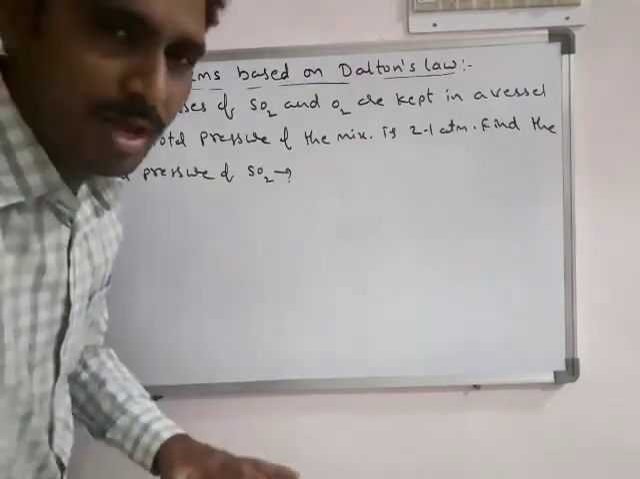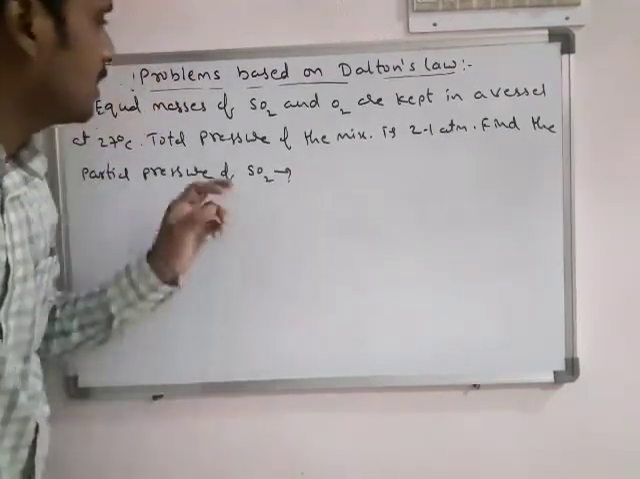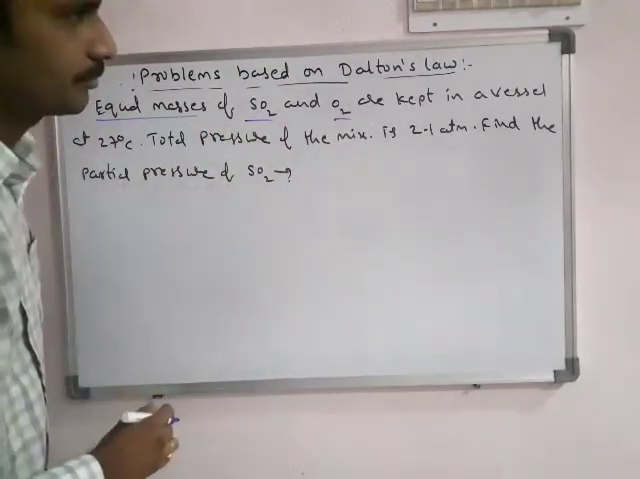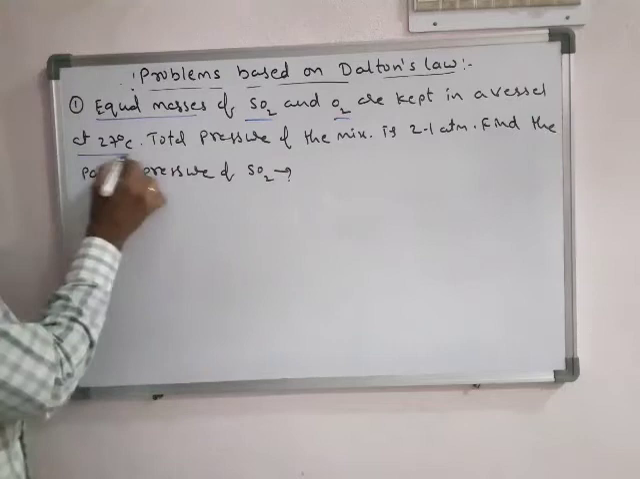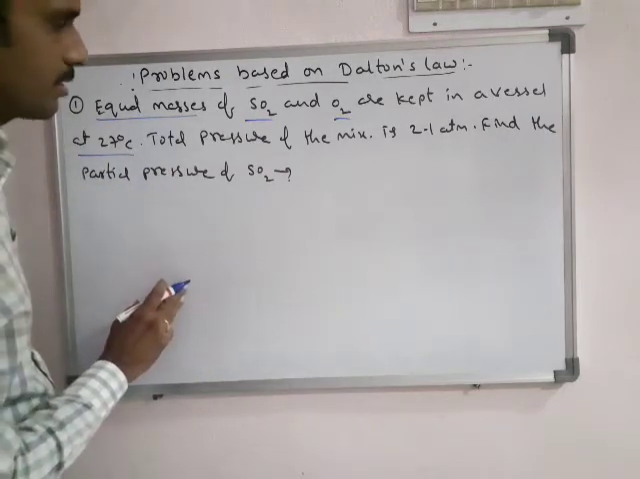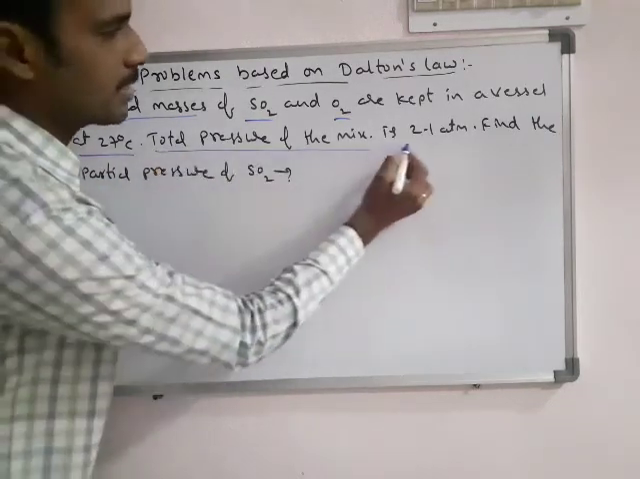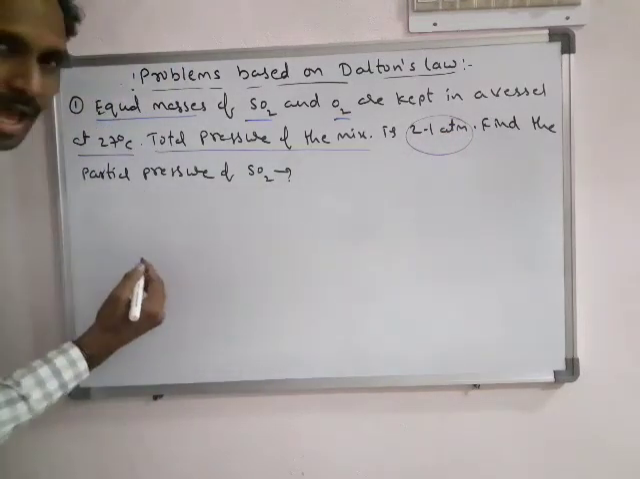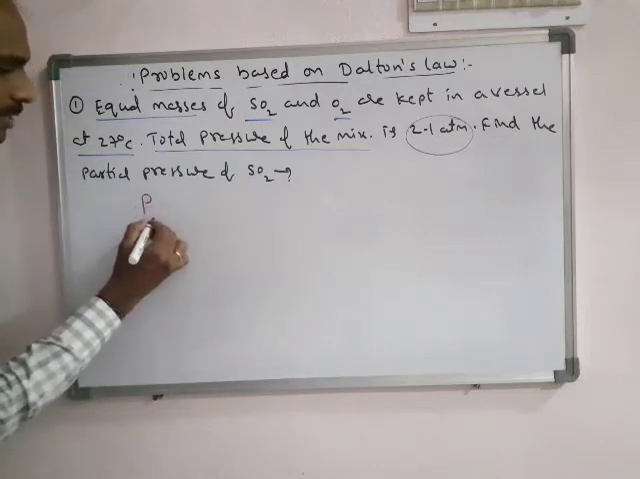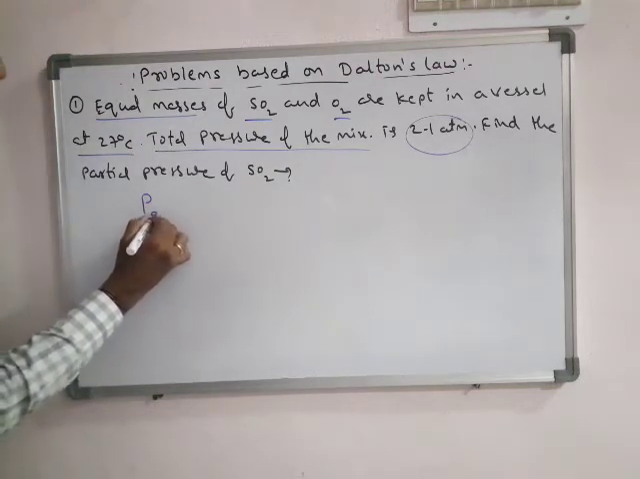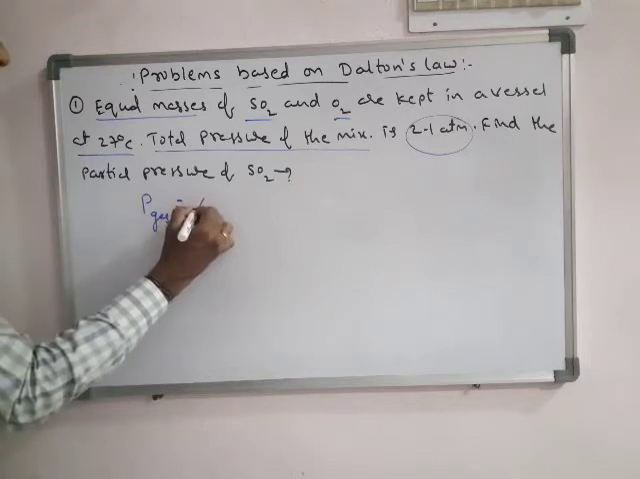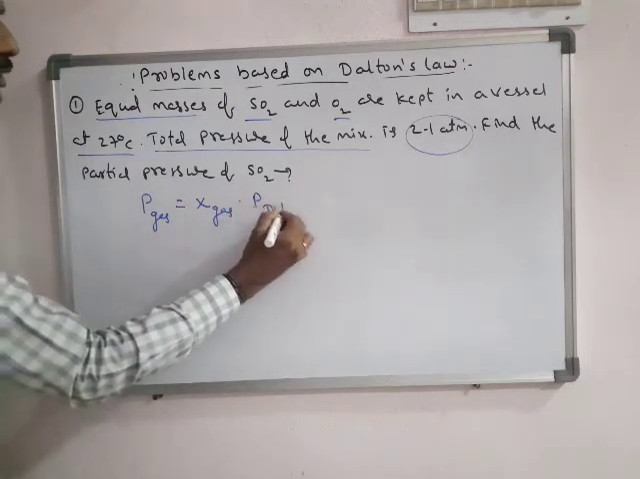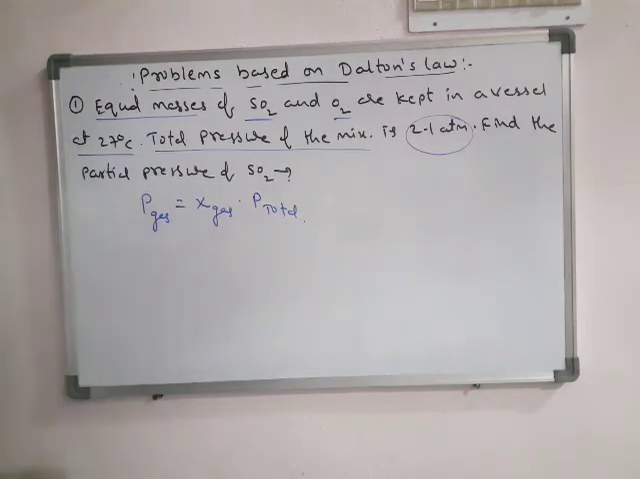Here the separate masses are not given. Just it is given that the masses of SO2 and O2 are equal. They are kept in the vessel at 27 degrees Celsius. The total pressure is 2.1 atmosphere. So find the partial pressure. We have a relation: the partial pressure of a gas equals the mole fraction of that gas times the total pressure. So this is the formula.